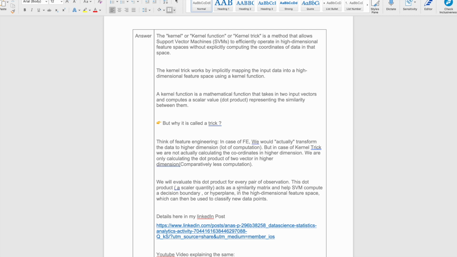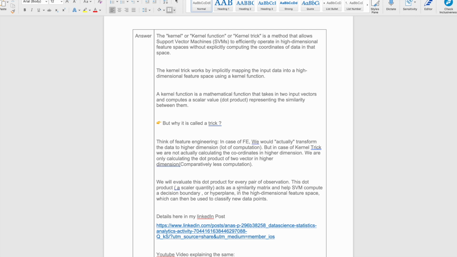So our need is still a scalar quantity at the end of the day. In a higher dimension feature space, we are calculating the dot product, which is a scalar quantity. That is our aim. We ultimately want a scalar quantity. So there is no point in calculating this to this, and that's what the kernel function or kernel trick is.